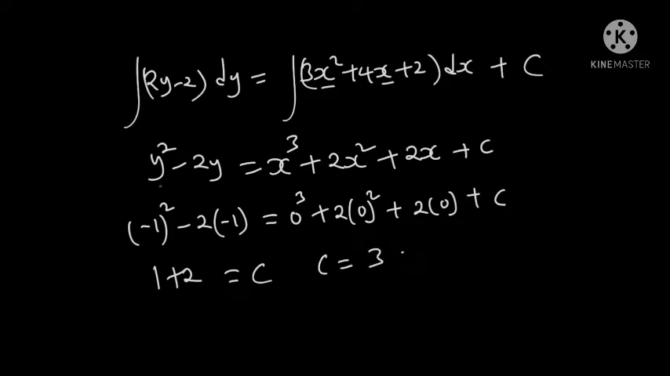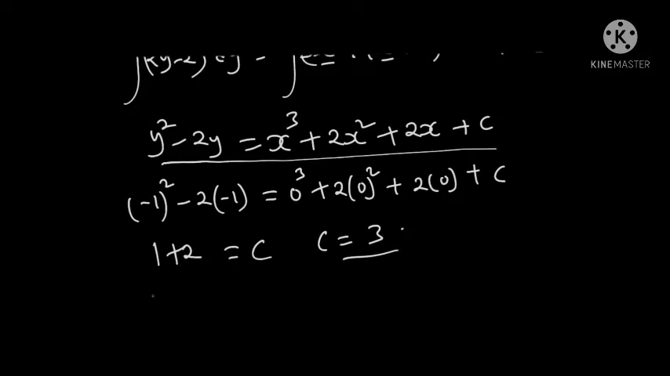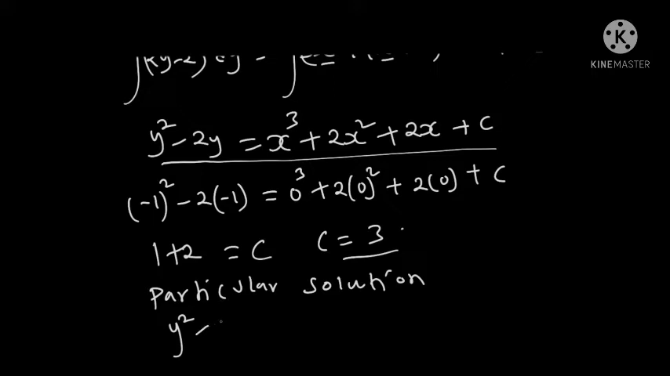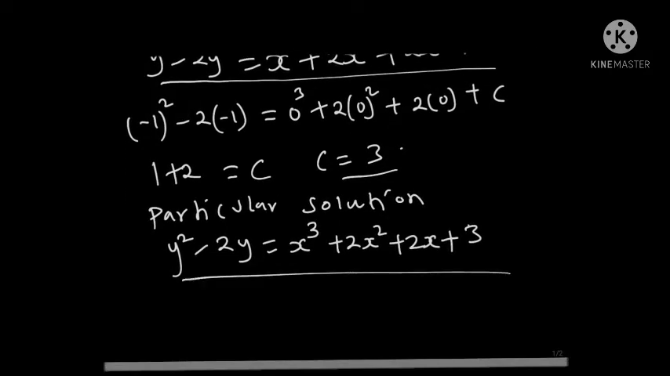So we can go back to our general solution and insert the value of c. So our particular solution will be given by y squared minus 2y equals x cubed plus 2x squared plus 2x plus 3. This is our particular solution.